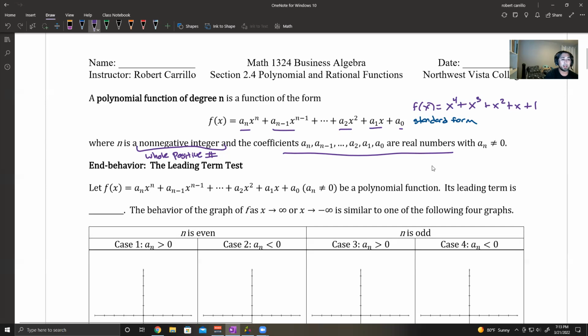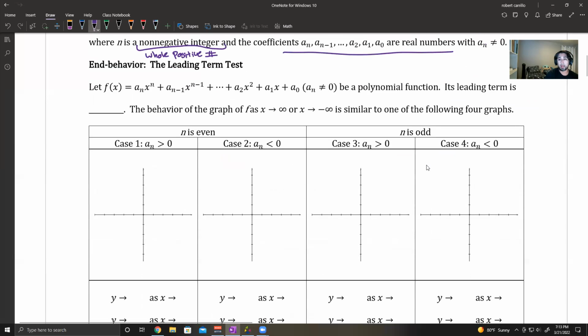Okay, now we are going to be looking at the sketches of polynomial functions, and we want to know how a polynomial function behaves. We want to know the end behavior of a polynomial function. We want to know, does it open up? Does it open down? Does it open bottom left to top right? Or does it open top right to bottom left? And we can figure out all that information by using the leading term of our polynomial.